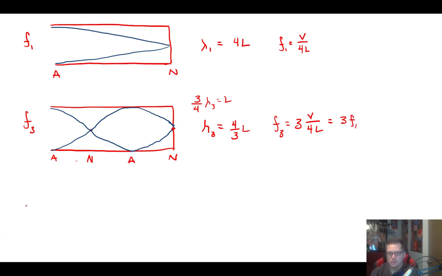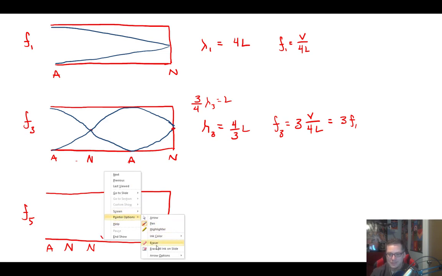All right. And then let's do one more just for fun. Let's see if I can do it right this time. So we got the fifth harmonic. So it goes down like this, and then like so. You got an antinode and a node. So that means we need a node, antinode. Why did I draw an N? I must be getting tired.